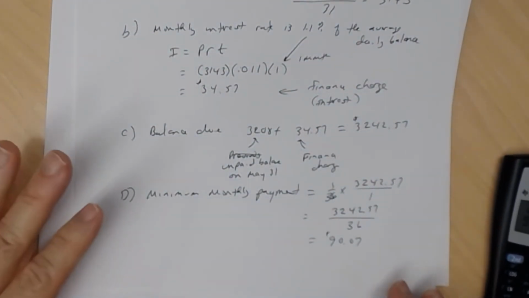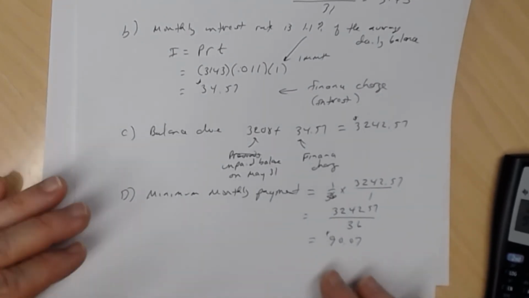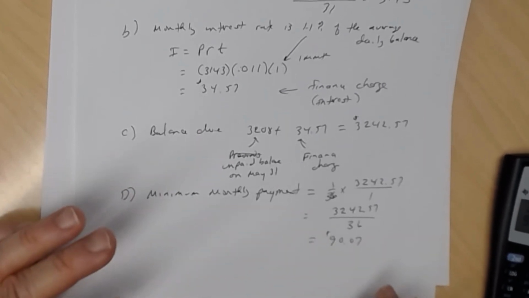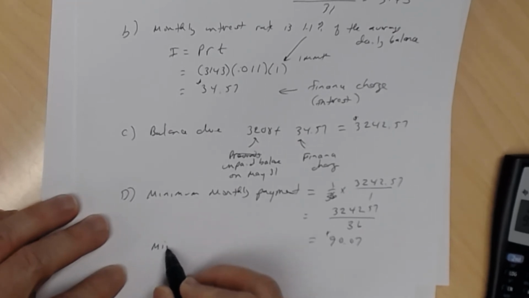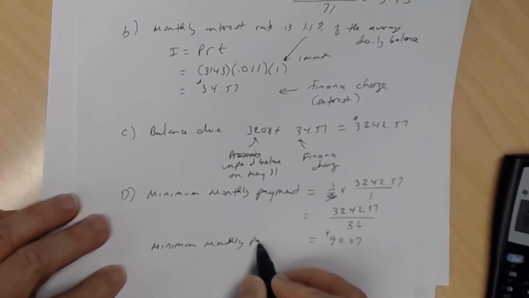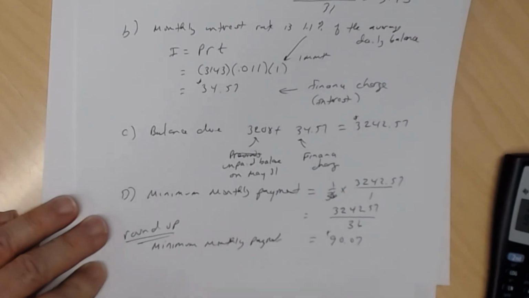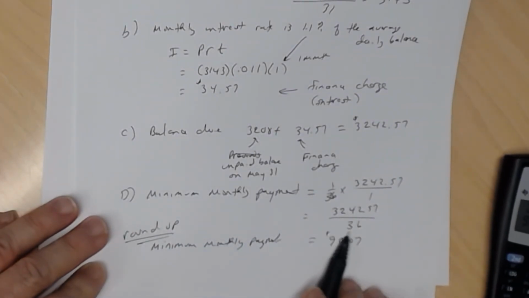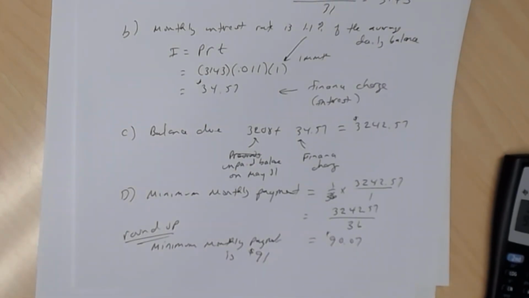But let me mention this to you. Usually what you'll see is a whole dollar amount. You won't see anything like the 0.07. So they round up. They don't round off, they round up. So for your minimum monthly payment, remember, you round up. Regardless of what this decimal is, you add 1 to this. So the minimum monthly payment is $91. Okay, that's your minimum monthly payment.